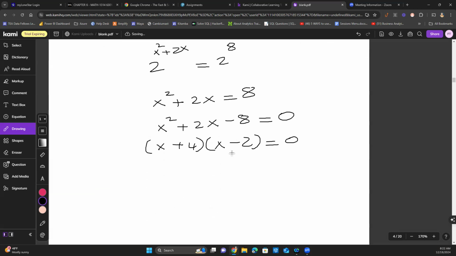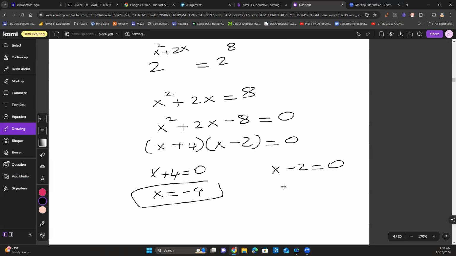Finally, I have these two linear factors that I can set to a 0. So x plus 4 will be set to a 0 to solve for x. So x will be just a negative 4. The other factor I need to solve is x minus 2 will be set to a 0. So x will be equal to a positive 2.